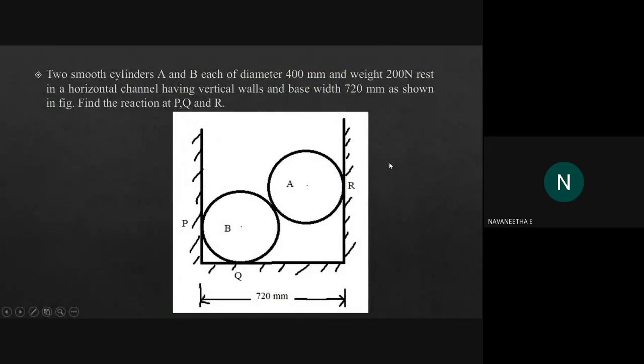Okay, next we can do a problem. Actually, these problems are very important. They are repeated questions in your previous year question papers.